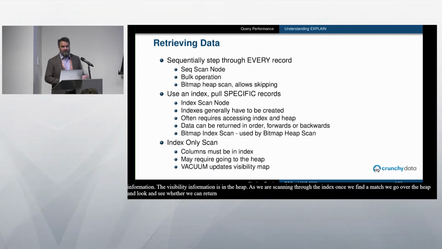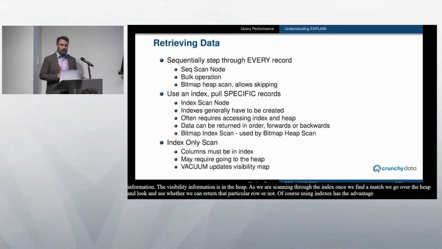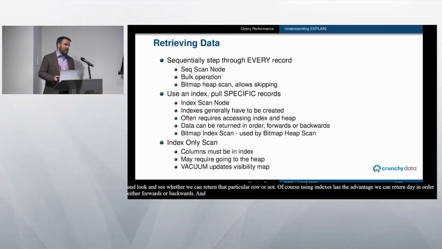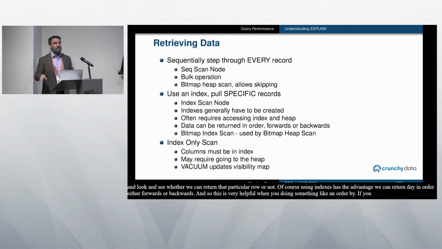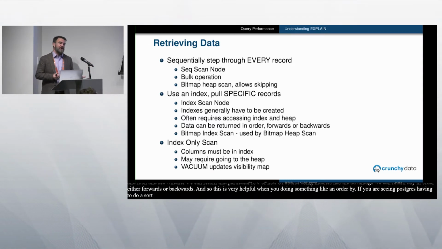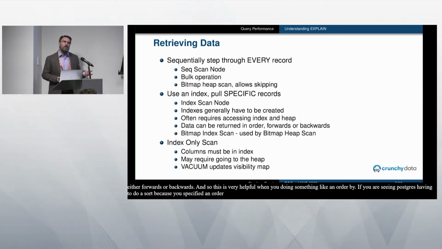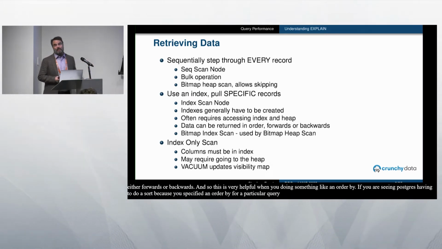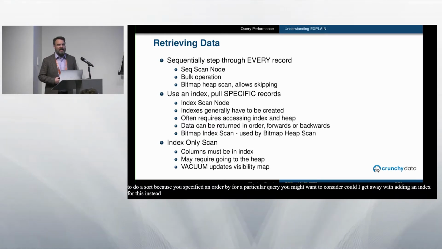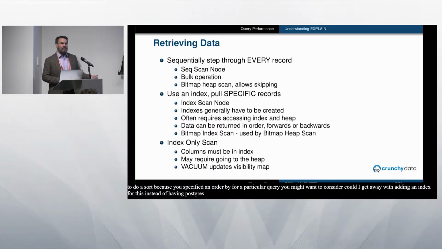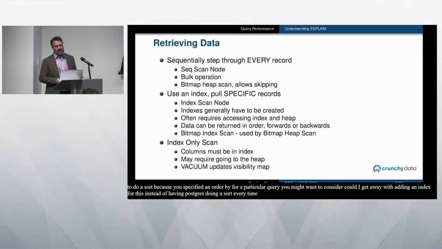Of course, using indexes has the advantage that we can return data in order, either forwards or backwards. And so this is very helpful when you're doing something like an order by. So if you're seeing Postgres having to do a sort because you specified an order by for a particular query against a table, you might want to consider, could I get away with adding an index for this instead of having Postgres do a sort every time we need to get data out of this? If you can add an index for it and we can do either a forward or a backward index scan through it, that's going to be a lot more efficient.